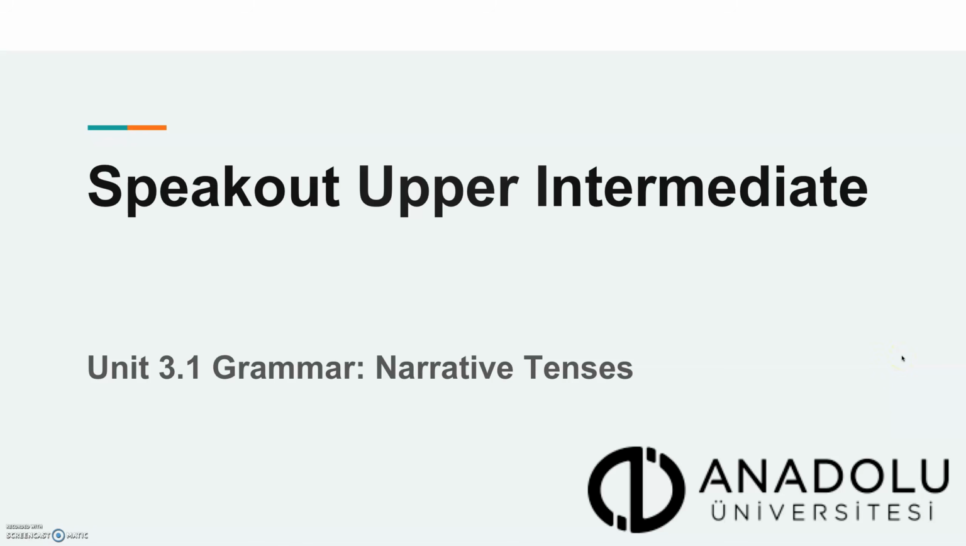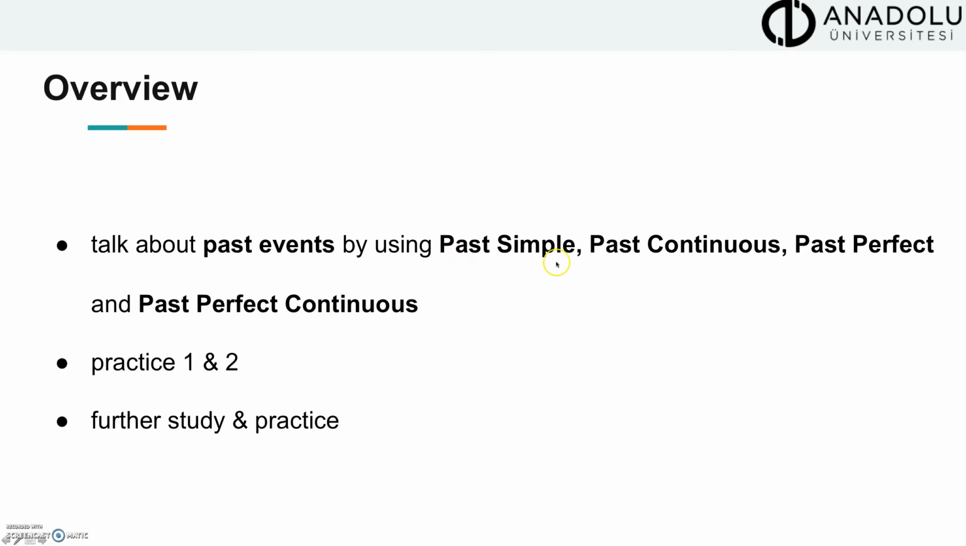Hello everyone! In this video, we will cover the grammar part of Unit 3.1 in your course book Speak Out Upper Intermediate. First, we will study the narrative tenses, which are past simple, past continuous, past perfect, and past perfect continuous. Then, we will do some exercises to practice these tenses, and we will finish by suggesting some extra sources on the topic. So let's start.